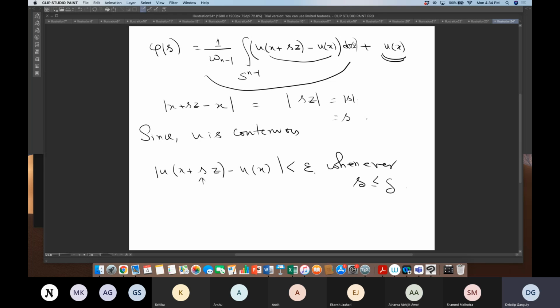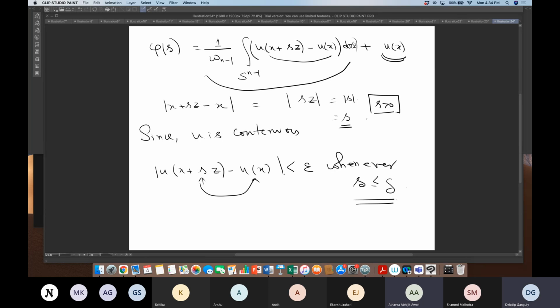Because the distance between these two points, x and x plus sz, is nothing but s. So if I make s arbitrarily small, because s is positive, then for some positive s it sits inside the domain, and for any small s it will definitely be inside the domain. So I have taken s to be very small, so that for any epsilon I can always find a delta such that whenever s is less than delta we have this less than epsilon. Is that clear? Yes or no?